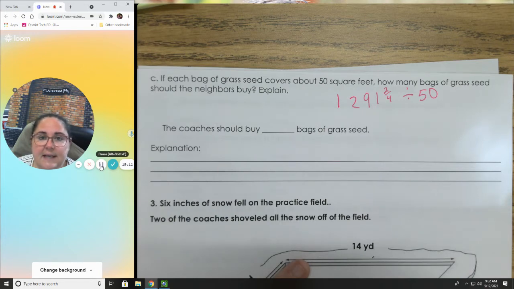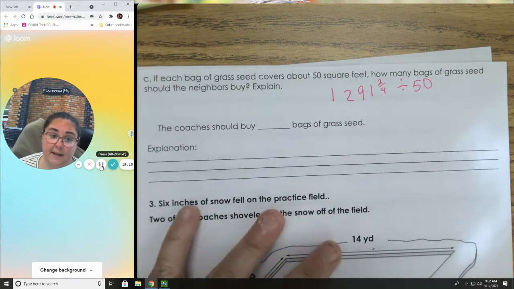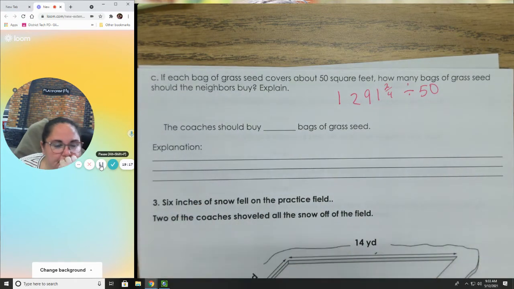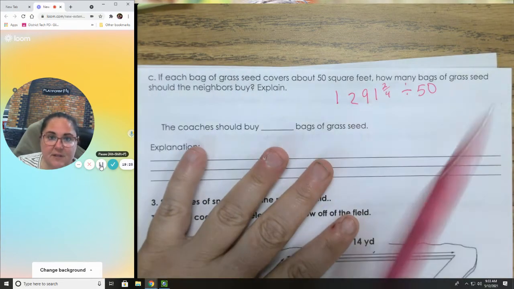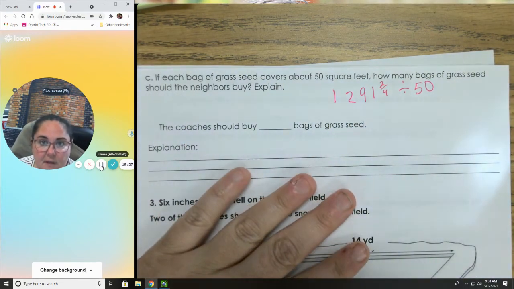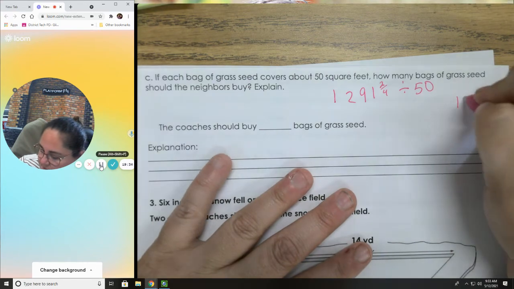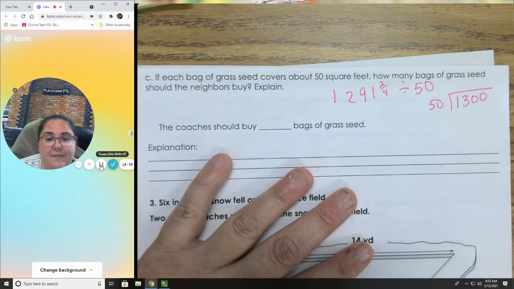Okay, see if you can solve this problem. How many bags of grass seed would I need? All right, what I'm going to do is use a little bit of an estimate. 1,291. That is really close to 1,300. And I'm going to divide that by 50.